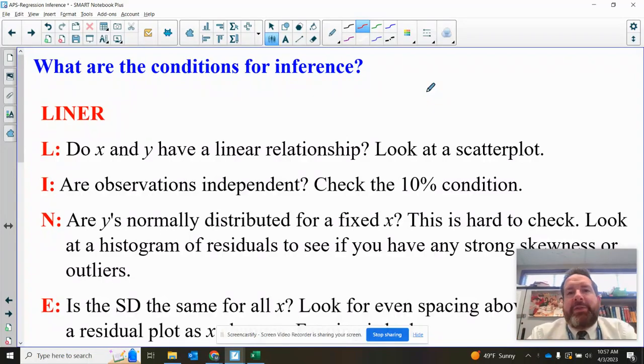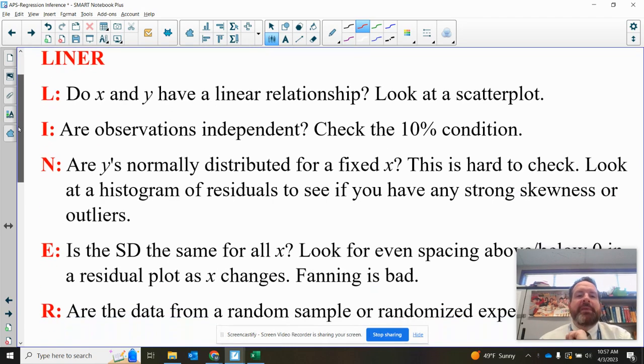Just like with any other inference for means, proportions, or chi-square, there are conditions that need to be met. Here we have a helpful little acronym to help us out. It almost looks like linear, except it's just LINE. These are the things you need to check.